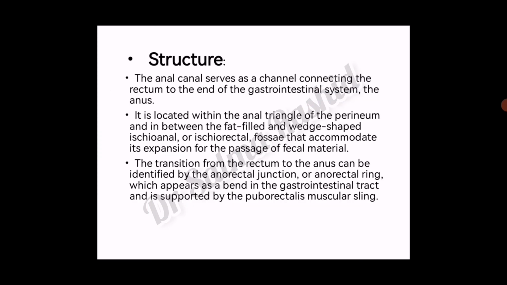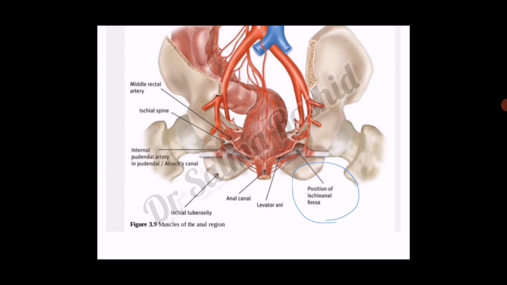Now the structure. The anal canal serves as a channel connecting the rectum to the end of the gastrointestinal system, the anus. It is located within the anal triangle of the perineum and in between the fat-filled and wedge-shaped ischioanal or ischiorectal fossae that accommodate its expansion for the passage of fecal material. Here I have encircled the position of the ischioanal fossae. You can see they are present on both sides of the anal canal, and they help in distension of the anal canal when it is filled with fecal material.